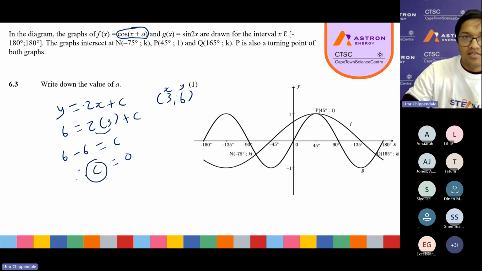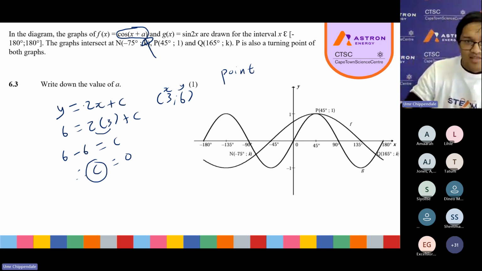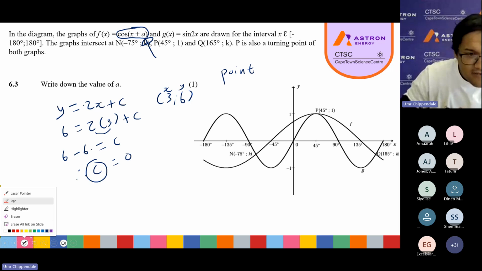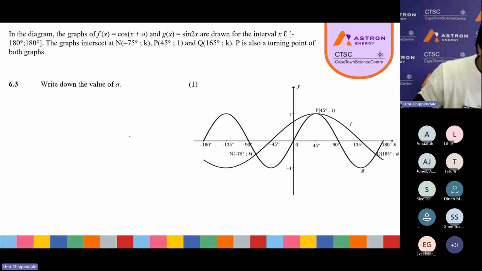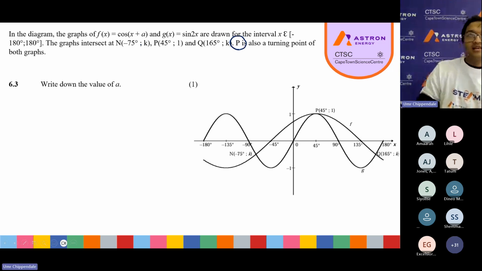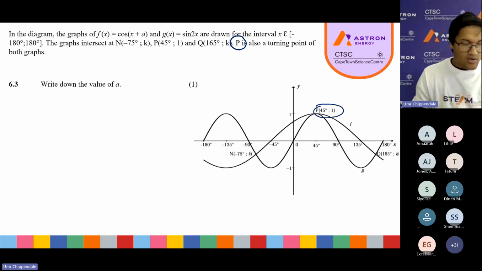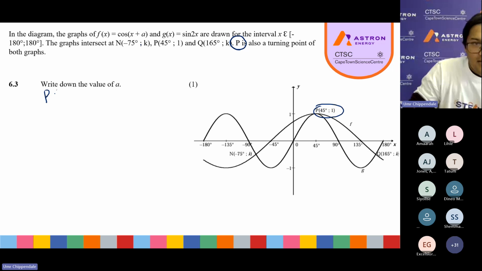And that's how we eventually got what c is on its own. So what we want to do now is find out what a is on its own. That's why I'm saying find a point, right? Almost like when people tell you, just get to the point. We're going to try and get to the point right now. Okay, so are there any points on this graph that we know? Well, they told us that P over here is a turning point on both graphs. What is P? Well, P is 45 and 1. So we write P down. P is 45 degrees and 1.